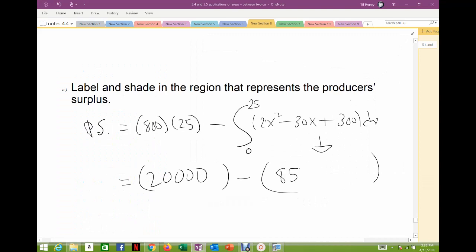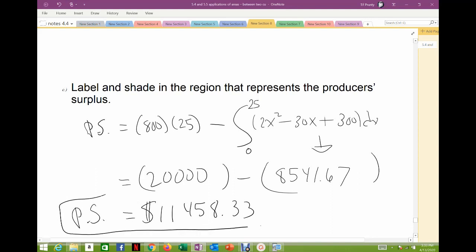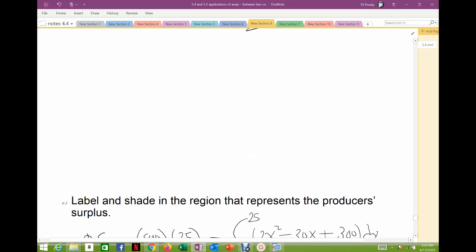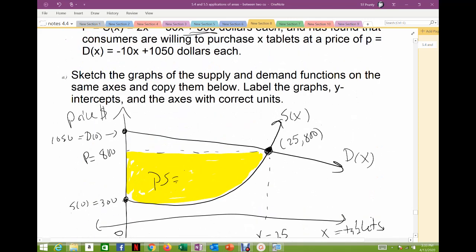So 8,541.67 is the area under my supply curve. And so the difference between those two amounts, the revenue they generated minus the amount they would have been willing to settle for, is the surplus, which is $11,458.33. Alright, that's the area. That would be this area, right? That would be the 11,458.33, that area there.